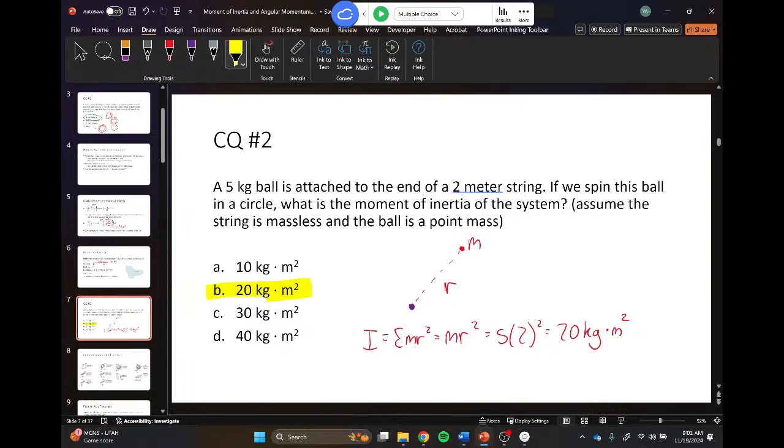Okay. Now, this is the easiest case. A single dot. A single point. But let's look at my meter stick. My meter stick is made up of an infinite number of masses, each located at a different r. So you end up having to integrate that, and I am going to show you all how to do that.